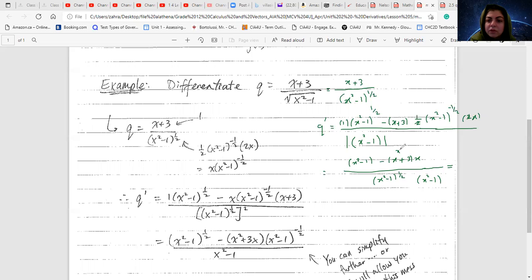So here is x to the power of 2 plus 3x. You have a negative behind that, so it's negative x to the power of 2. Here is negative 3x. X to the power of 2 and negative x to the power of 2 cancel. Here we'll have negative 3x minus 1 in the numerator, and in the denominator we have that. So x to the power of 2 minus 1, they have the same base, so they add the powers. 1 plus 1 over 2 is 3 over 2. That is our answer.